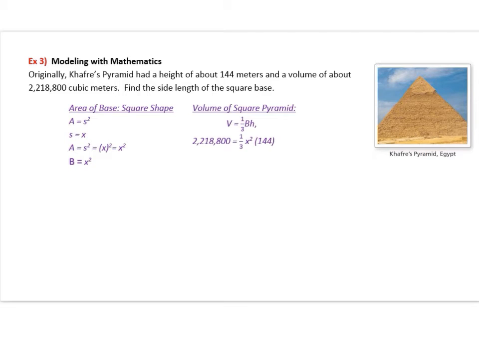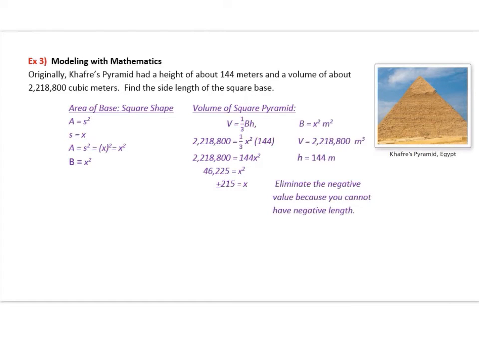So we multiply the 1/3 times 144 and then divide on both sides. So we get x squared equals 46,225. Square root both sides, resulting in the positive and negative value of 215. We know we can eliminate the negative value because you cannot have a negative length.